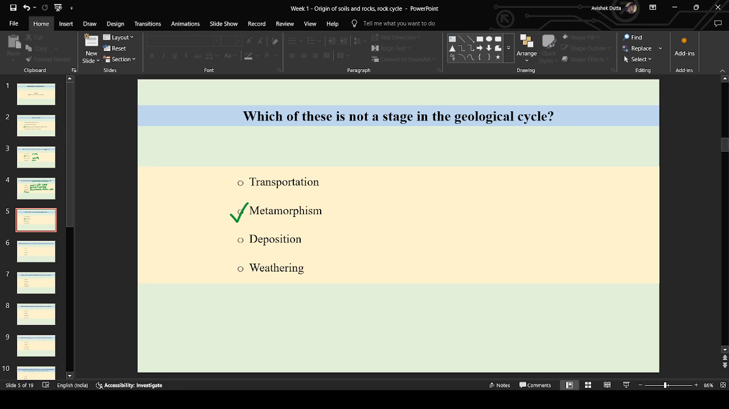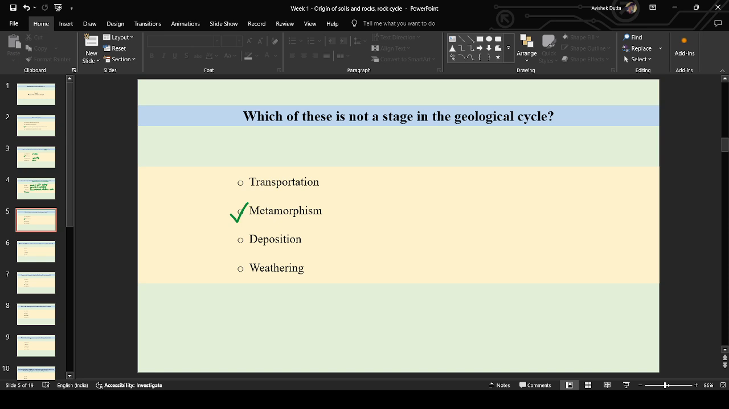Now, the other three options are there: transportation, deposition, weathering. Can you arrange them in a chronological manner, like what happens first, what happens later? Weathering, transportation, and deposition. These three processes determine which kind of soil can be formed. During weathering, the parent rock determines a particular type of soil. During transportation, the transporting agent can determine another type. During deposition, the place of deposits can determine another type. So classifications can be made. Weathering, transportation, and deposition are the stages of the geological cycle, and not metamorphism.